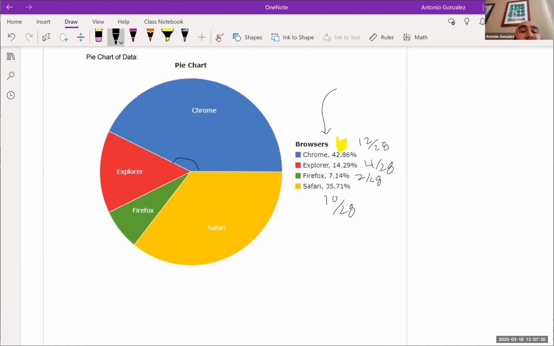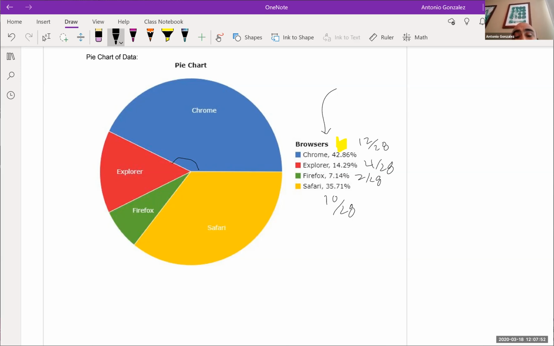Now, one thing here: bar graphs and Pareto charts are easy to do by hand. If we're going to use a pie chart, then I would suggest using Excel or Google Sheets or some kind of technology to help us have a nice graph like that.